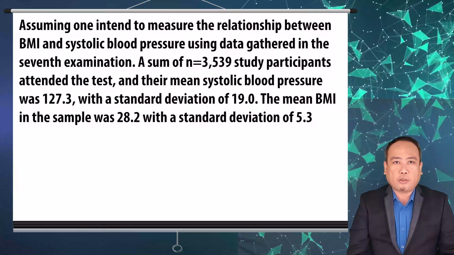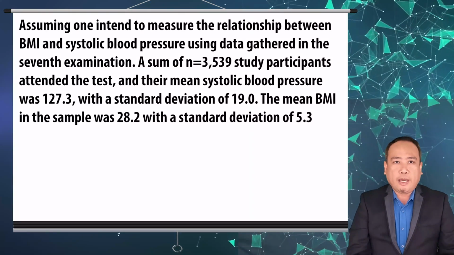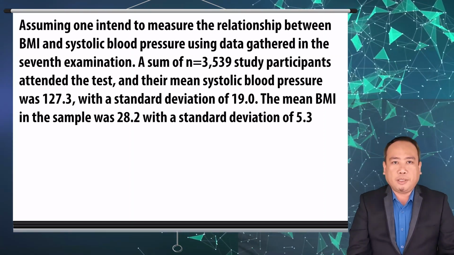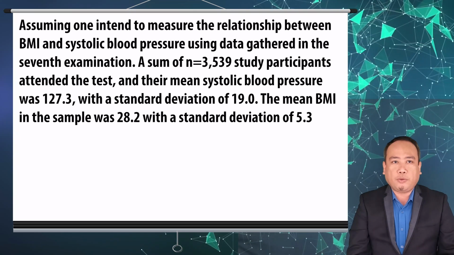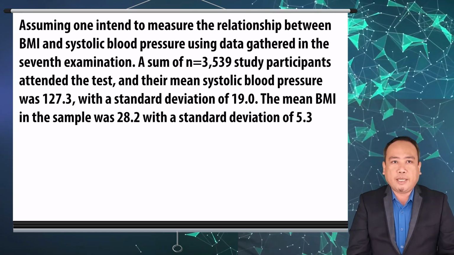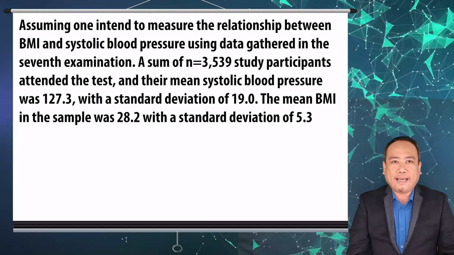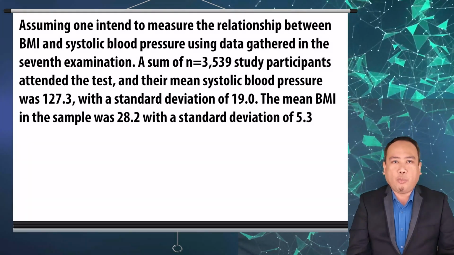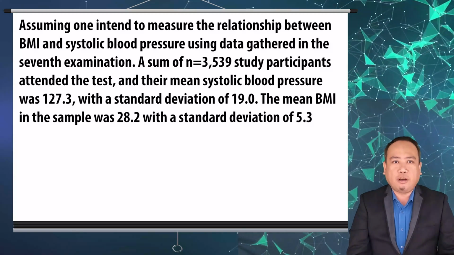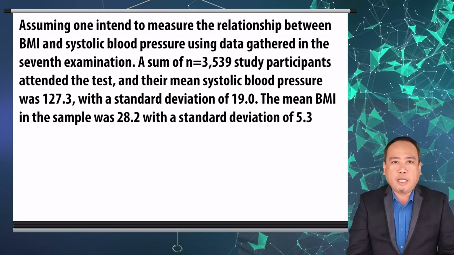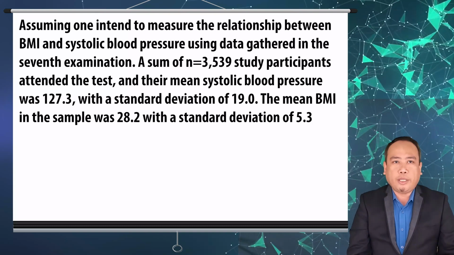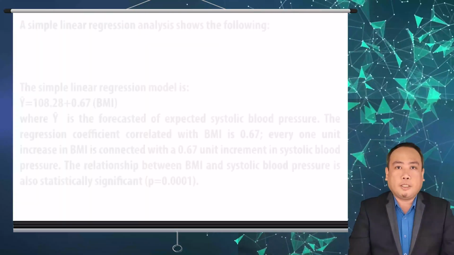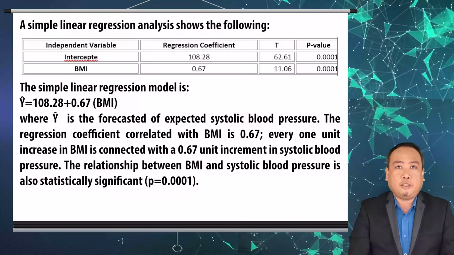Assuming one intends to measure the relationship between BMI and systolic blood pressure using data gathered in the 7th examination, a total of N equal to 3,539 study participants attended the exam and their mean systolic blood pressure was 127.3 with a standard deviation of 19.0. The mean BMI in the sample was 28.2 with a standard deviation of 5.3. The simple linear regression analysis is shown in the table.